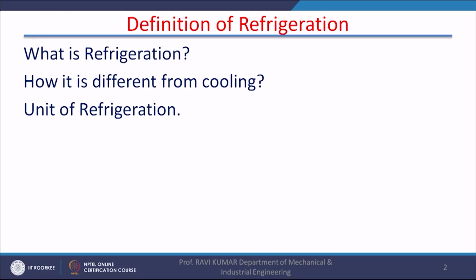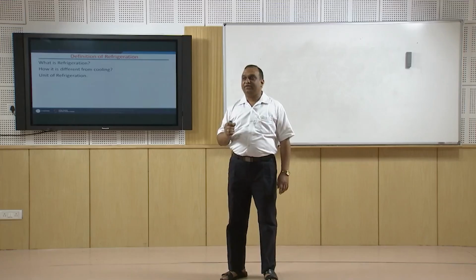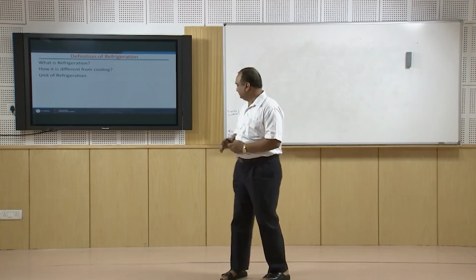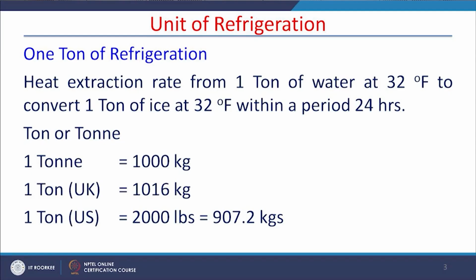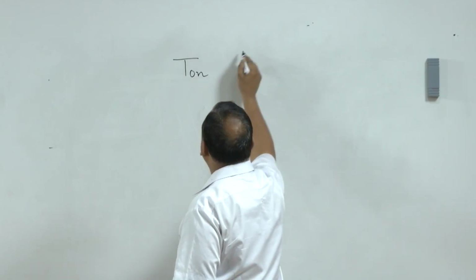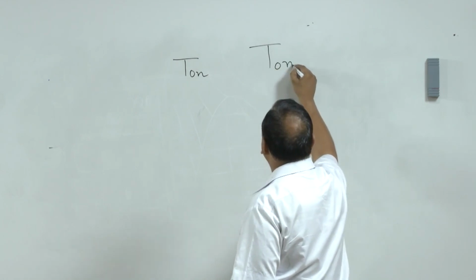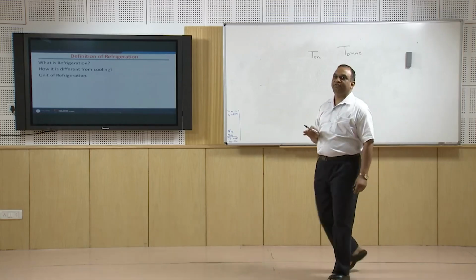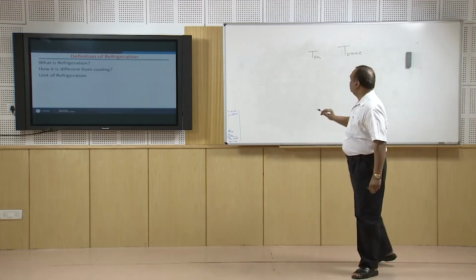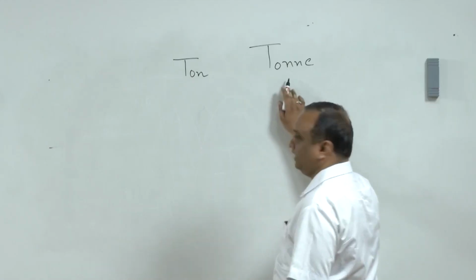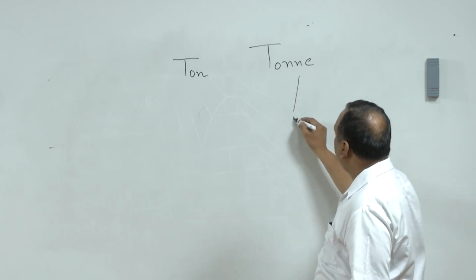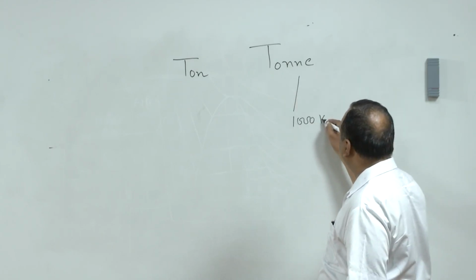The refrigeration process or refrigeration equipment has a unique unit which is known as the ton of refrigeration. Regarding the ton, there are two types: one is TON and another is TONNE. I have found that students are often confused about these two. This TONNE is a metric ton and it is 1000 kgs.